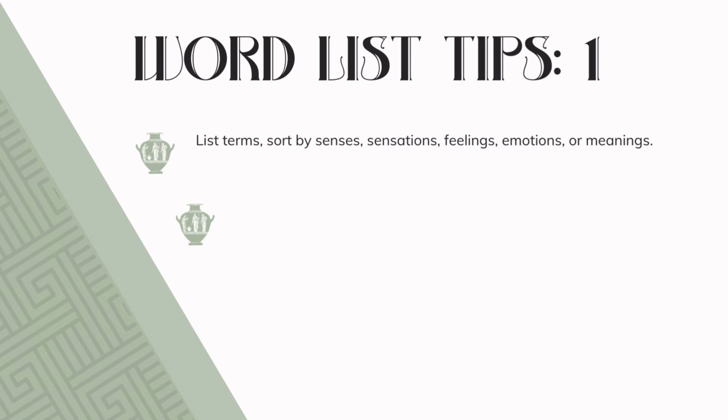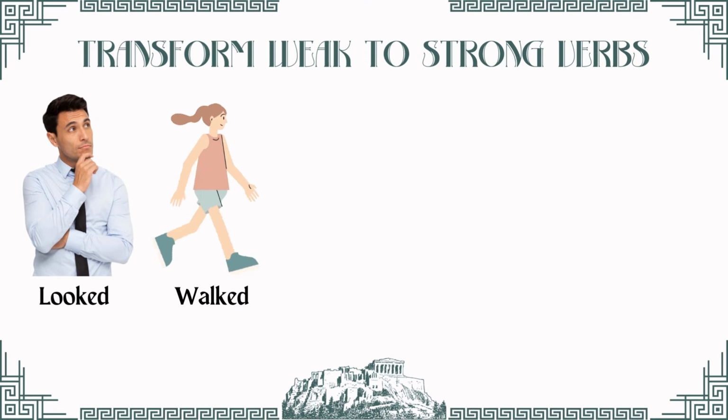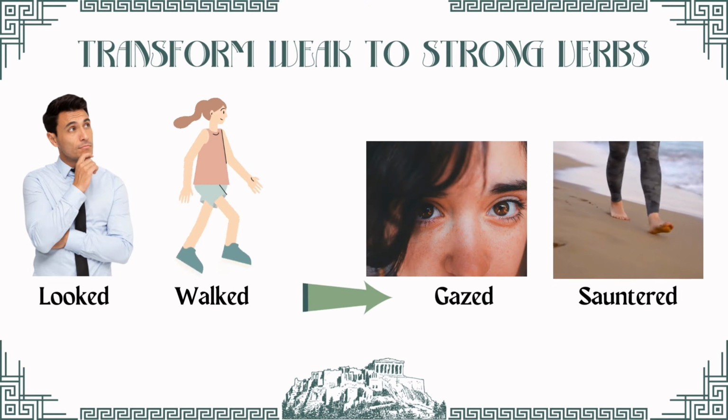When you write a poem, create a list of terms and organize them according to their senses, sensations, feelings, emotions, or meanings. Start by extracting words or phrases from your free write. If you have any good ones, stop there. If not, look up similar words or phrases that best describe the poetry. A thesaurus can help if many words are weak, like looked or walked. Instead, try gazed or sauntered.